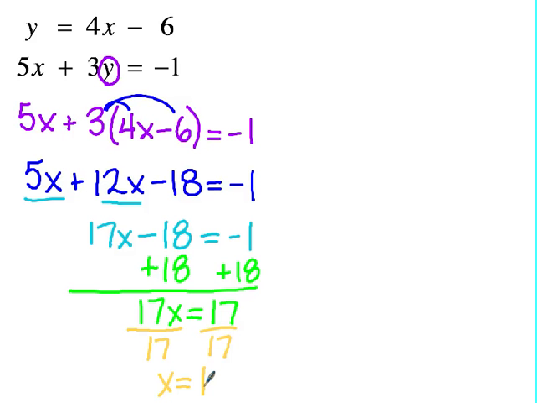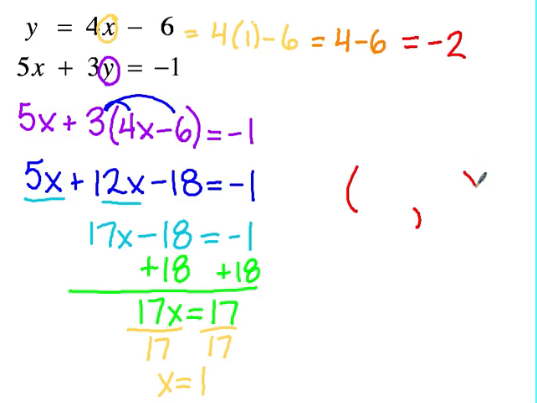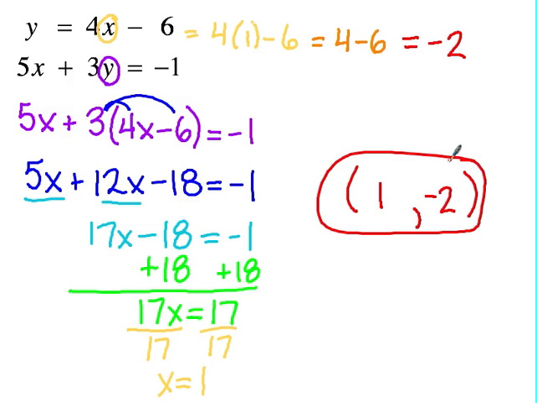Divide by 17 and x equals 1. So now I'm going to go back up to that first equation, and I'm going to plug in 1 for x. So I have 4 times 1 minus 6. What is 4 times 1? 4. Minus 6 is negative 2. So what does my ordered pair look like? 1, negative 2. Good job. Questions?